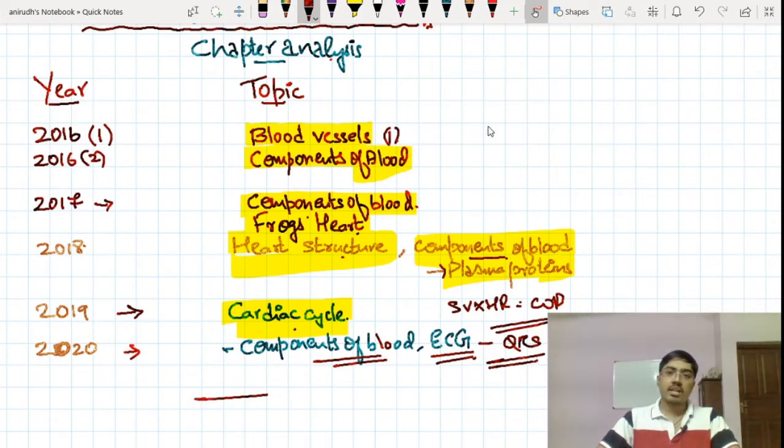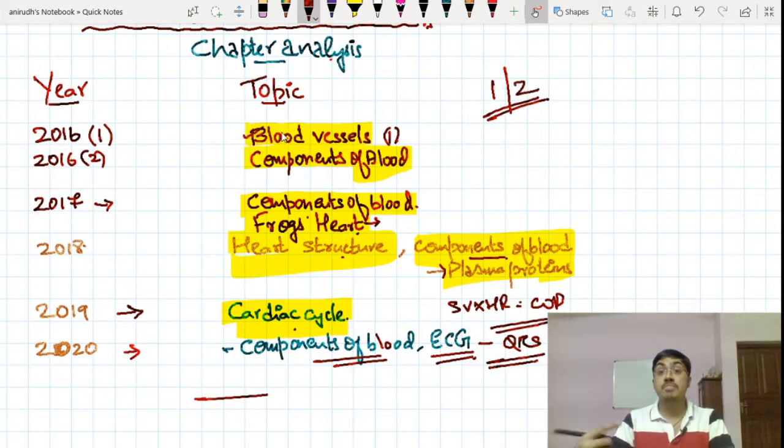So either you will get one question or you will get 2 questions from this particular chapter. Both are concept based questions. These days it is a concept based question. A question like frog's heart is a concept based question. Components of the blood that they are asking is normally a memory based question every time. And the blood vessels question was also a concept based question. The concept of blood pressure was put to test over there, right?